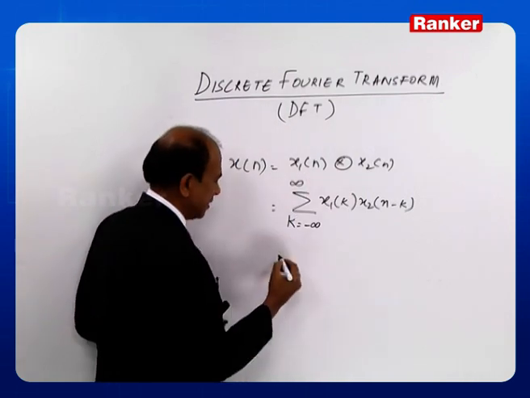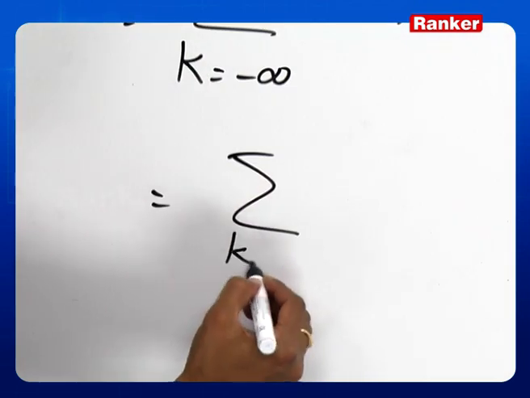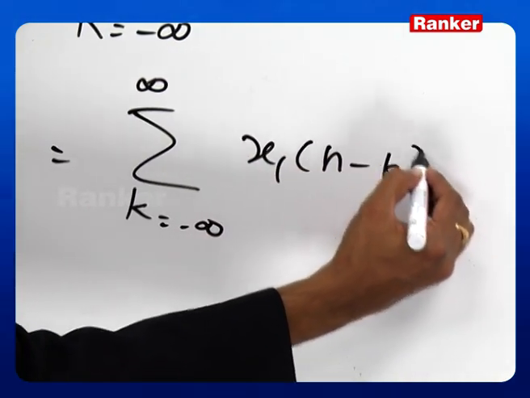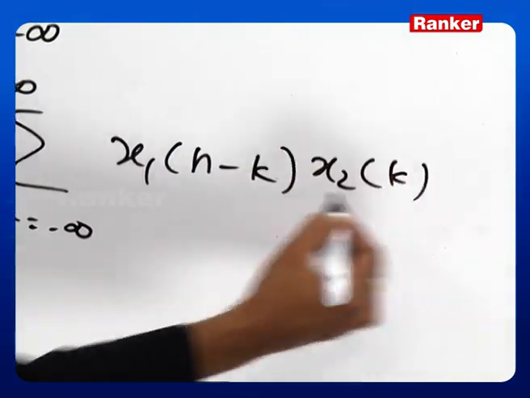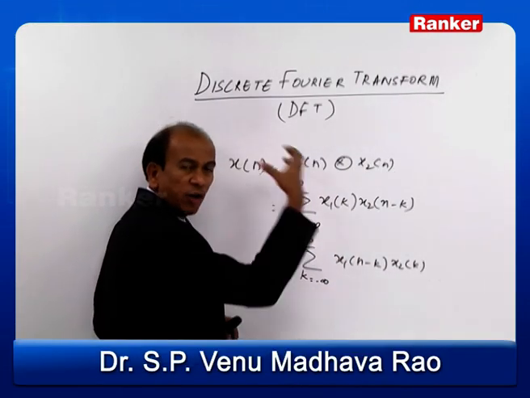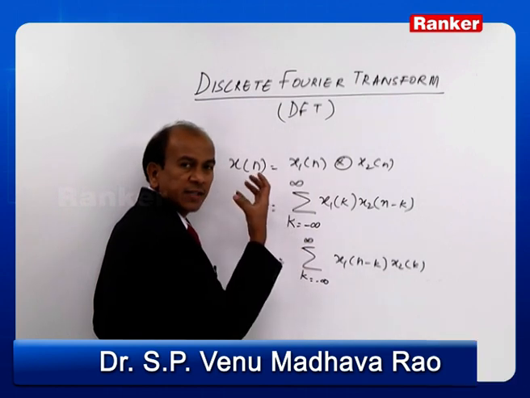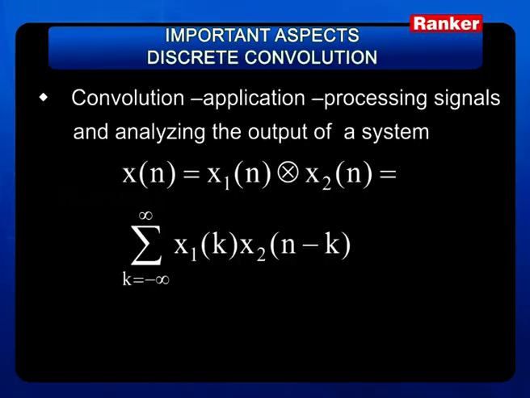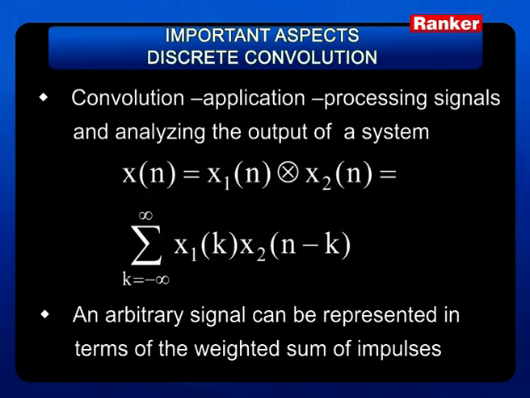Or I can even write it like this. This also I can write as summation k equal to minus infinity to plus infinity x1 of n minus k, x2 of k. So I can write this in both the forms. This is the convolution in terms of discrete cases. In discrete cases, this is what you have to do. Next, an arbitrary signal can be represented in terms of the weighted sum of impulses. Any arbitrary signal I can represent in terms of weighted sum of impulses.